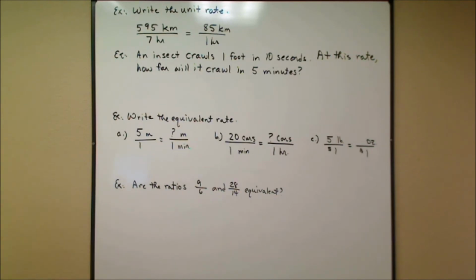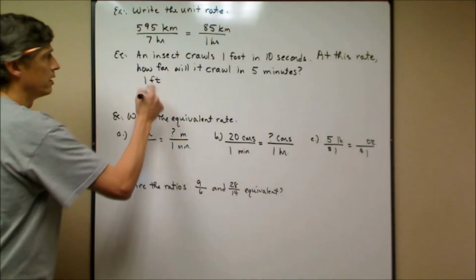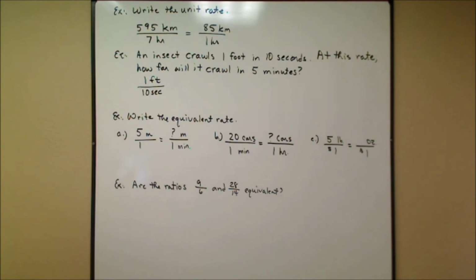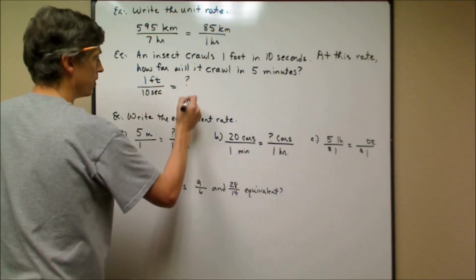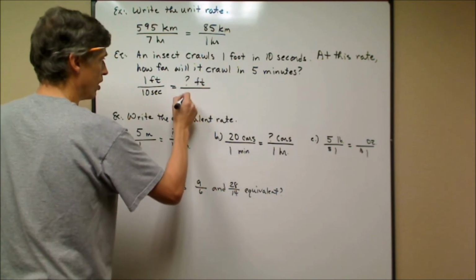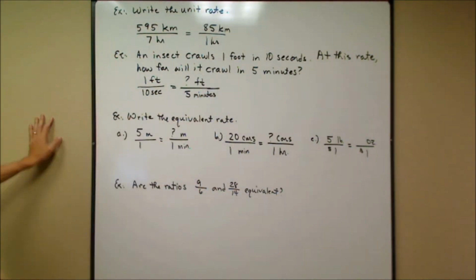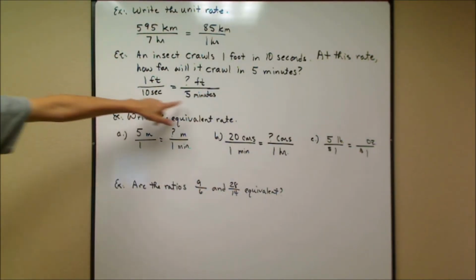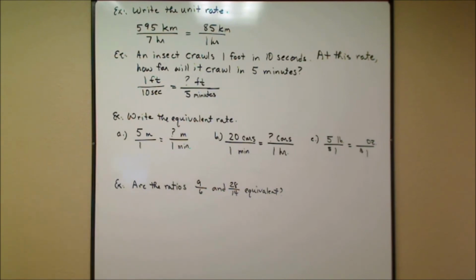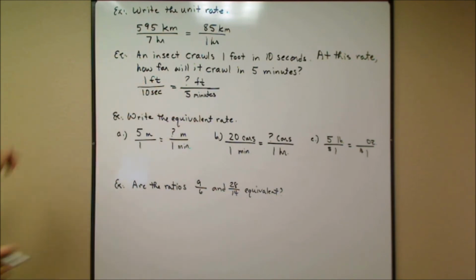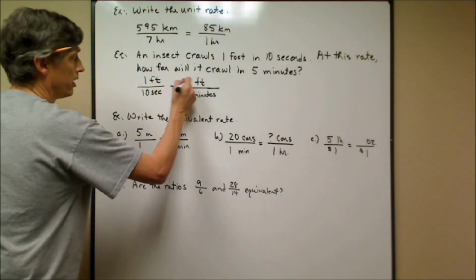All right, another example of a rate here. It says an insect crawls 1 foot in 10 seconds. At this rate, how far will it crawl in 5 minutes? So we want to know how far in feet it crawls in 5 minutes. Well, it's not a unit rate here. Now we're increasing the denominator from 10 seconds to 5 minutes. Now remember, every minute is 60 seconds, so that's 300 seconds. So to go from 10 seconds to 300 seconds, you would have to multiply by 30. So you're going to have to multiply the top by 30. And 30 times 1 is 30 feet.